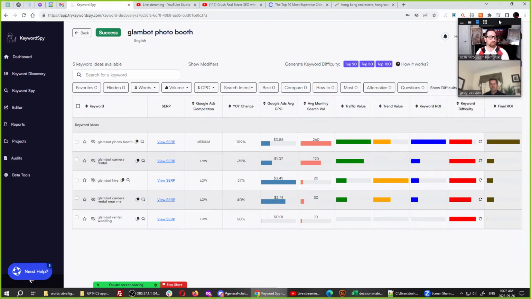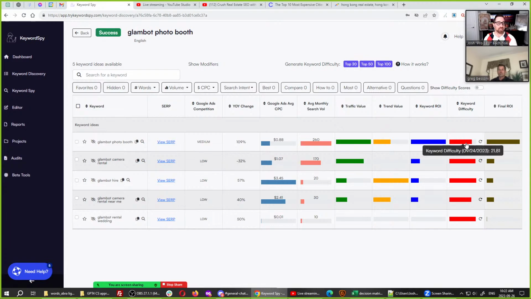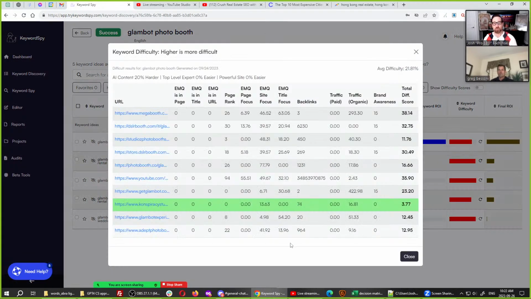And what you also factor in there, which is very important, is the keyword difficulty. I'll go over this really quickly. We have a very powerful AI which will check the difficulty of what it is you're doing, whether you're a top-level expert, or whether you have a powerful site, versus the power and the SEO finesse of your competitors, and it will give a score.